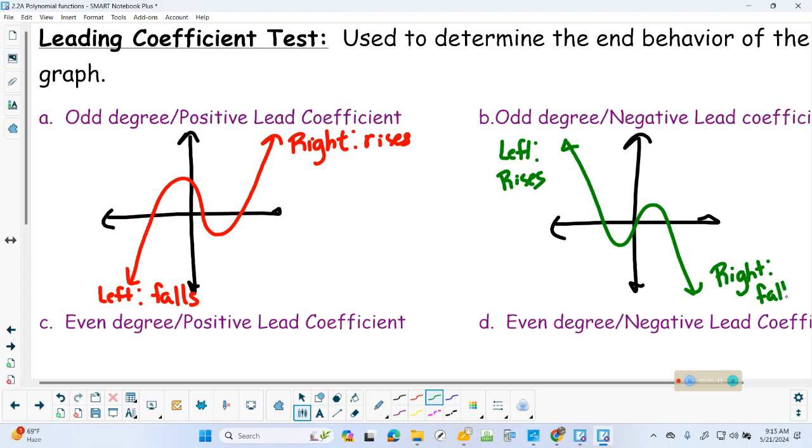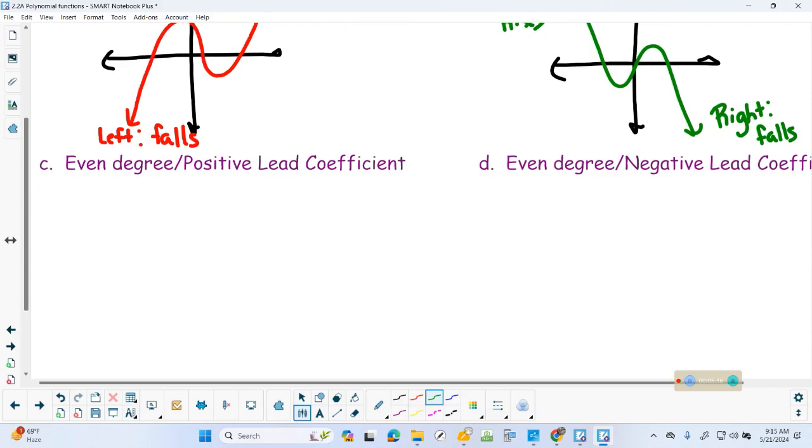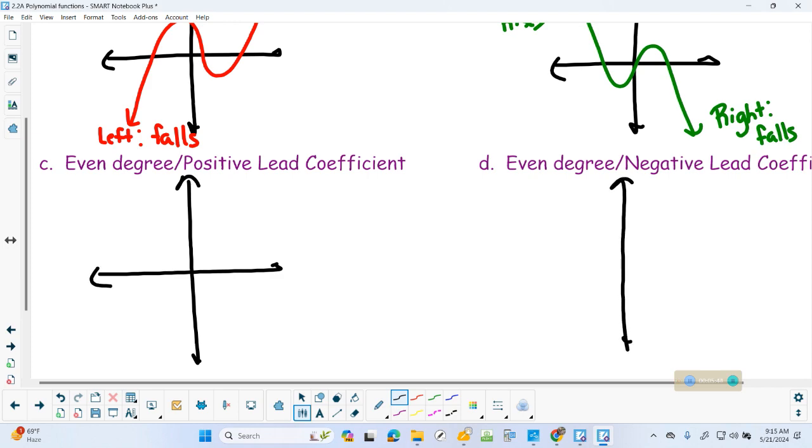Now let's talk about if you have an even degree, an x squared. Think about a parabola, x to the fourth, x to the sixth, so on and so forth. The ends work together so that either both rise or both fall. And of course, it depends on the sign of your lead coefficient.